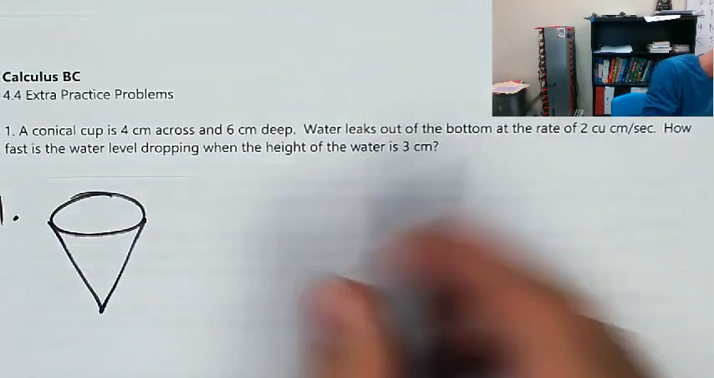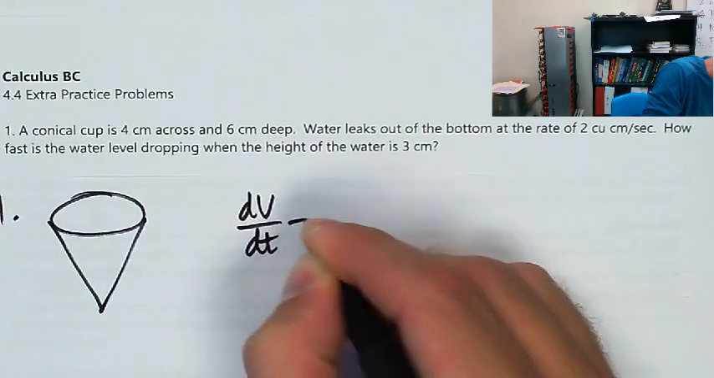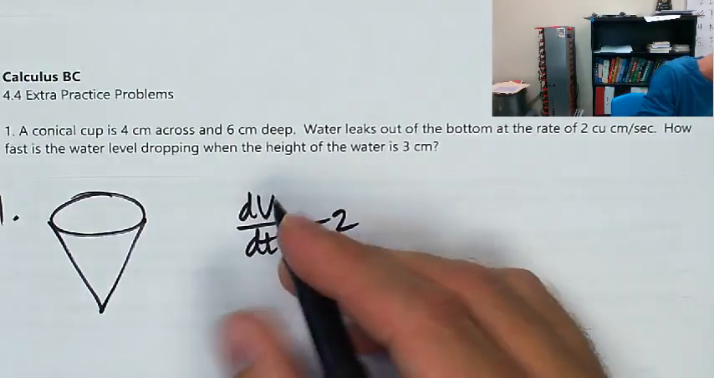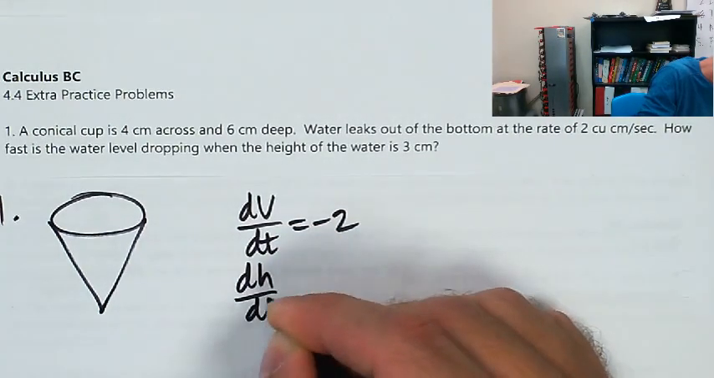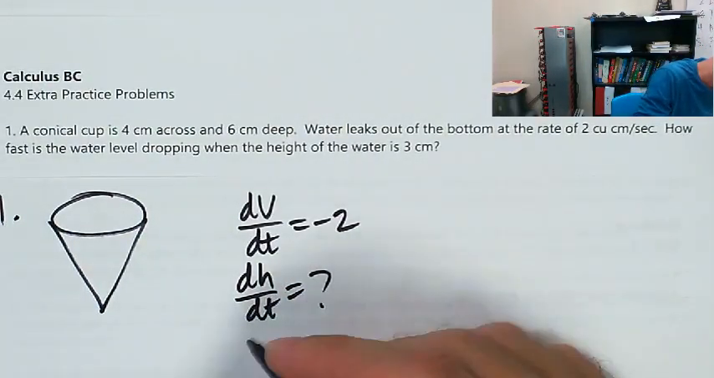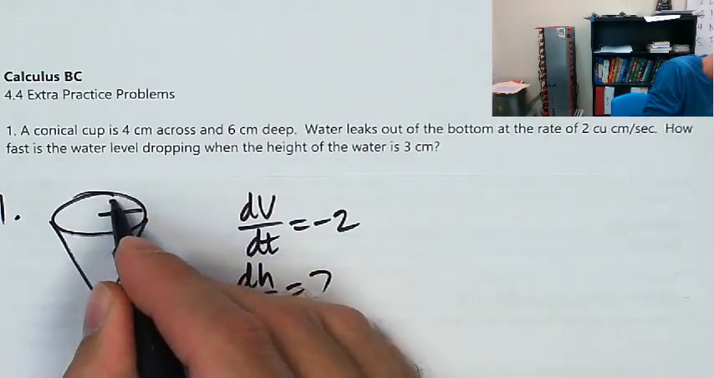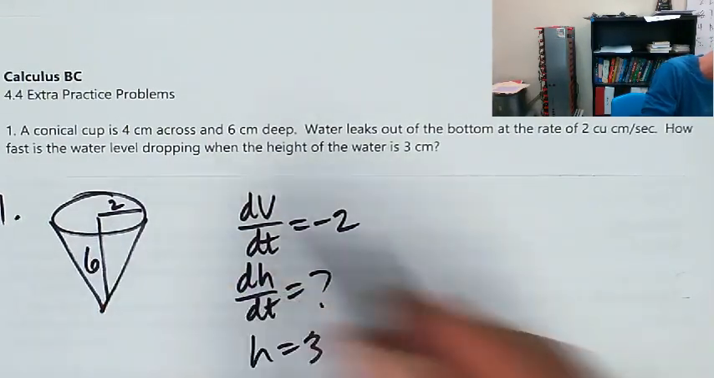Water leaks out from the bottom at a rate of 2 cubic centimeters per second, so dV/dt equals -2. How fast is the water level dropping? What is dH/dt when the height of the water is 3? So 4 centimeters across, meaning the radius is 2 and the height is 6.